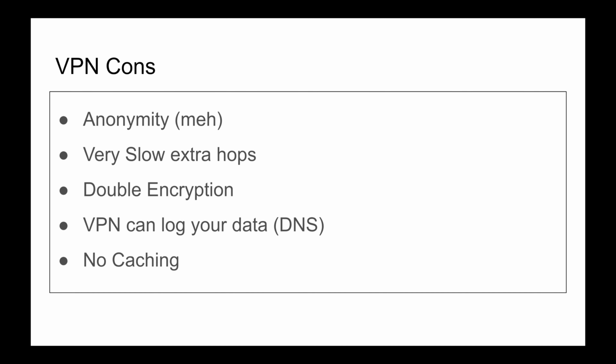You might argue that, hey, when I signed the contract with the VPN, they agreed to not log any of my data, and they don't know you. But it's just your word against them, right? You don't know, but they do know you essentially. So that's anonymity. I don't know about that. Very slow because of these extra hops. There's always one extra hop to the VPN.